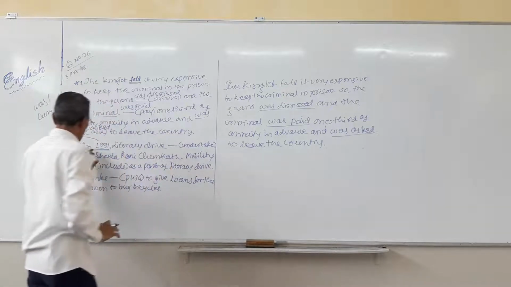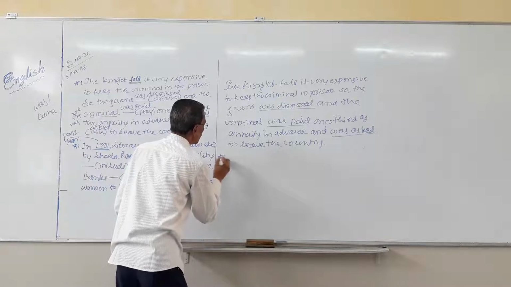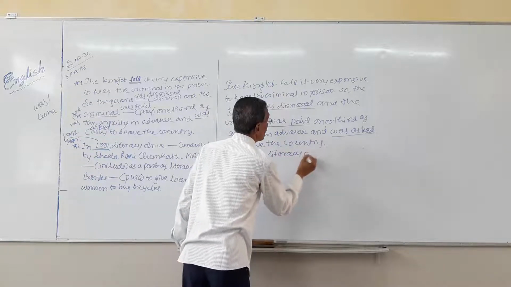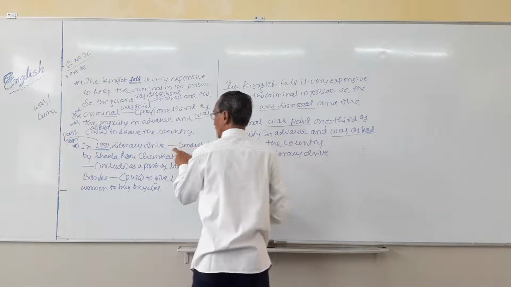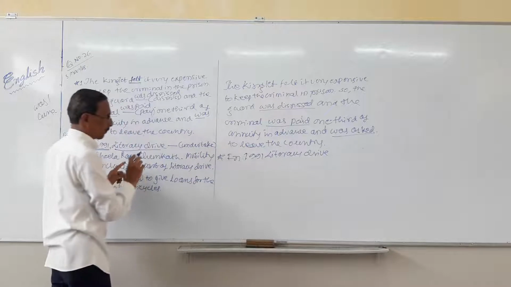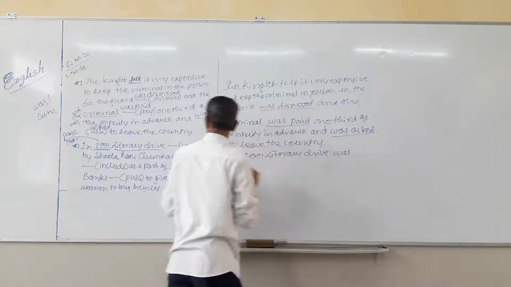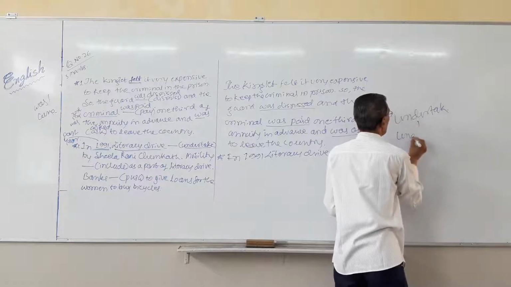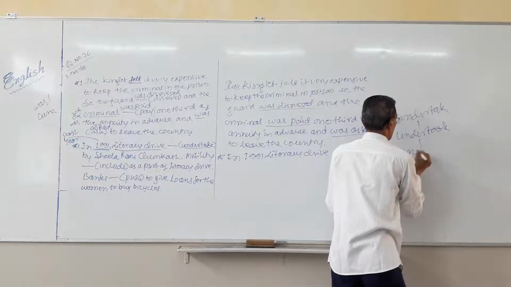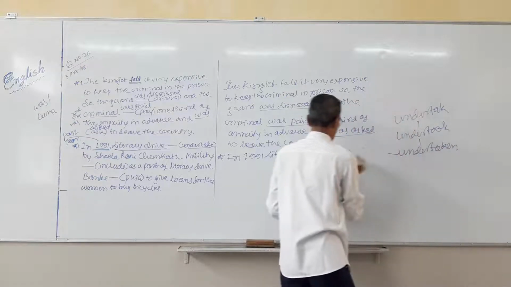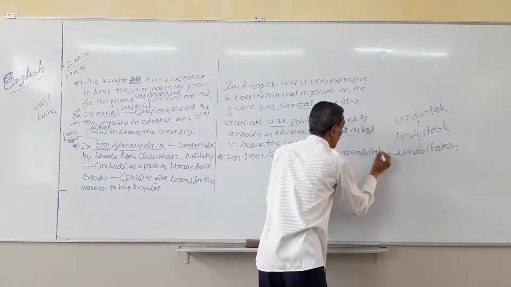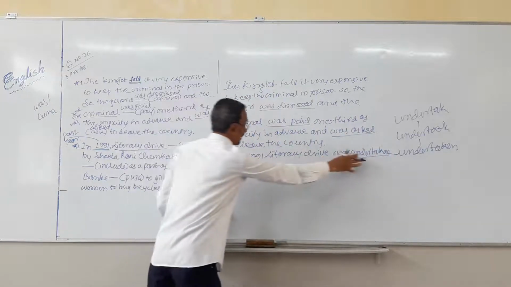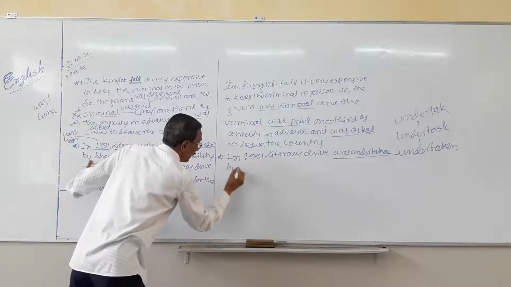How can this be solved? In 1991, the literacy drive, it is the third person singular form. Literacy drive was undertaken, the past participle of undertake is undertook and undertaken. So we have to use this one, was undertaken. You have to underline this one. Was undertaken by Sheila Rani Chulkar.